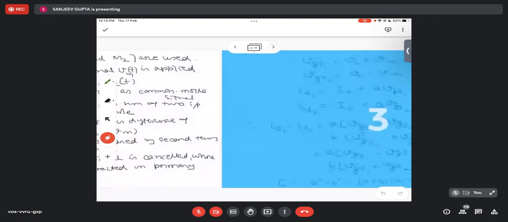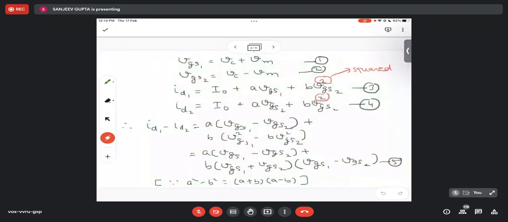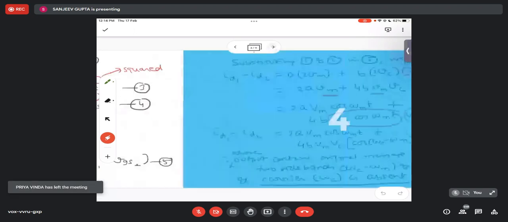Let's see how. ID1 minus ID2 is given by simply subtracting 4 from 3. So I get A times VGS1 minus VGS2, plus B times VGS1 square minus B times VGS2 square. I can write the second part on the right hand side as B times VGS1 plus VGS2 times VGS1 minus VGS2, because a square minus b square is nothing but a plus b times a minus b. So straightforward, nothing special. This is equation number 5.